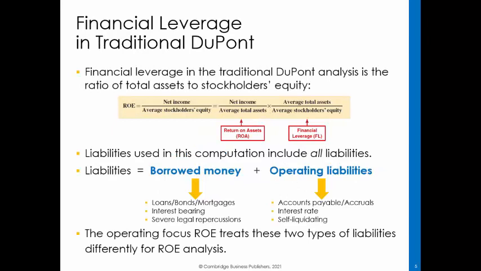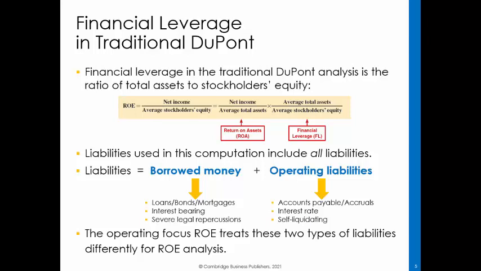In the traditional DuPont analysis, return on equity is the product of the return on assets and financial leverage. Financial leverage is the ratio of total assets to stockholders' equity, which increases as the proportion of liabilities increases relative to equity. The problem is that the liabilities used in this computation include all the company's liabilities.